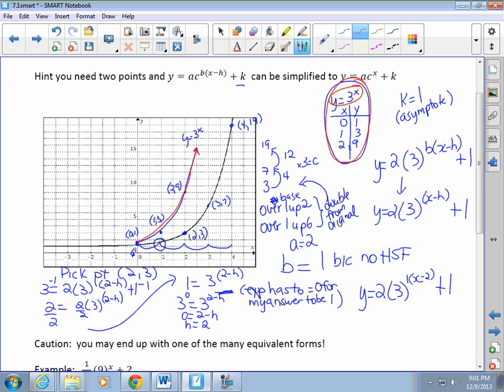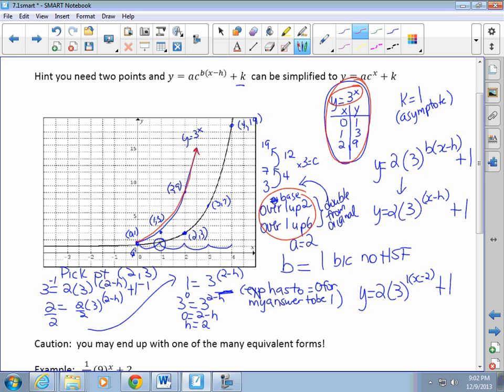So I went over 1, up 2, and then I went over 1, up 6. So it was an increase of 2, and then an increase of 6. So then you compare, okay, what was that increase to the original? And sometimes it might be exactly the same. So if that was a 12 and a 4 in this, then my a value would have just been a 1. But because it went 2 and 6 instead of 4 and 12, then I know it doubled, so my a is a 2.